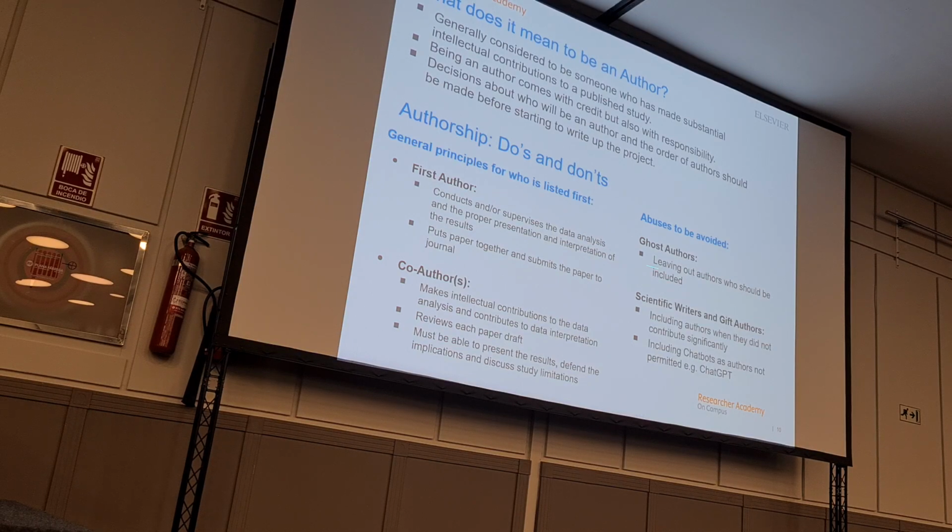Things to be avoided are obviously ghost authorship, so excluding an author when they are supposed to be on the paper, but also gift authorship, so adding someone to a paper when they haven't made a substantial contribution. You need to think about, could they perhaps just be thanked in the acknowledgement section? And also including chatbots as authors. For example, ChatGPT. ChatGPT is not an author. It should not be included as an author in your paper.